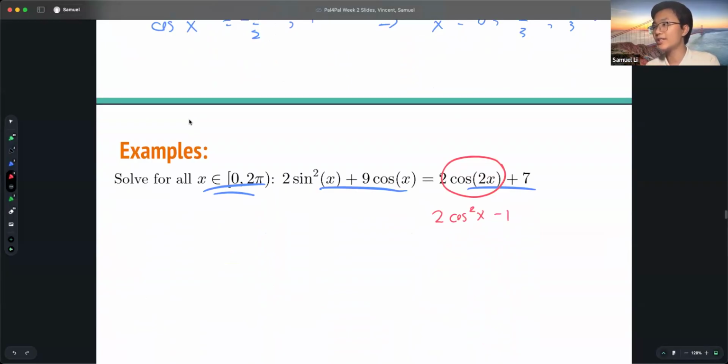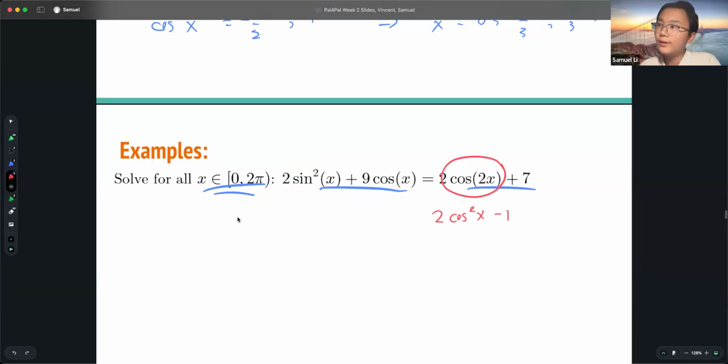The idea behind using cosine x and not sine x is that the only instance of sine is in sine squared x. And we know by the Pythagorean identities that sine squared x is equal to 1 minus cosine squared x. And if you were to use sine instead, just look at this term and yeah, I don't think there's much you can do there.